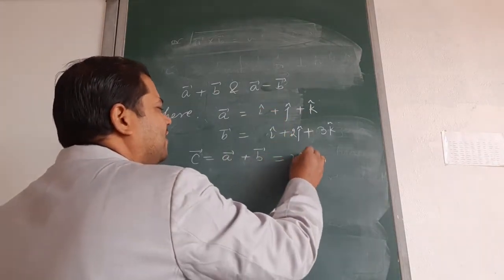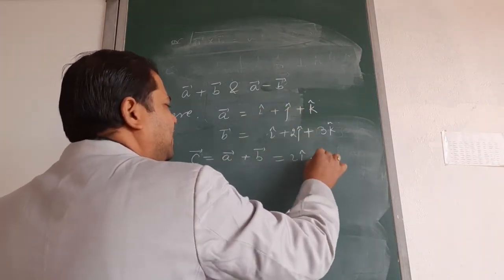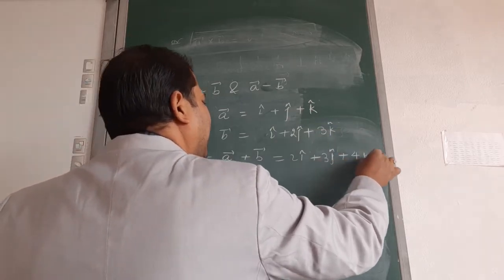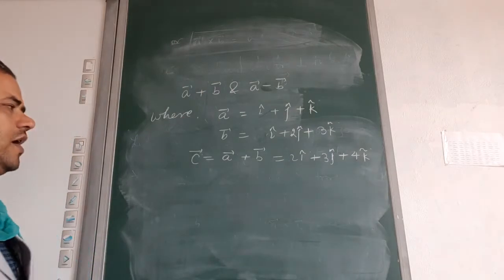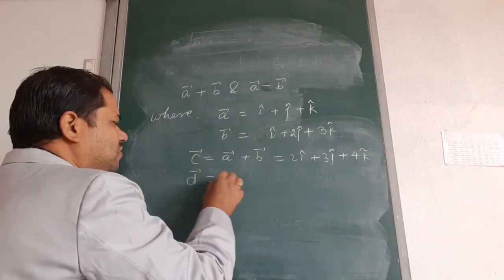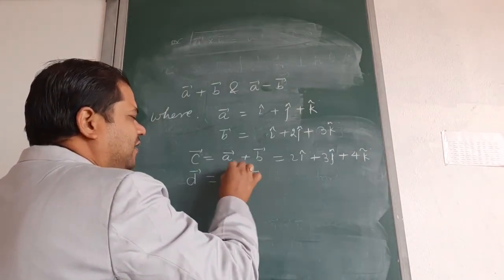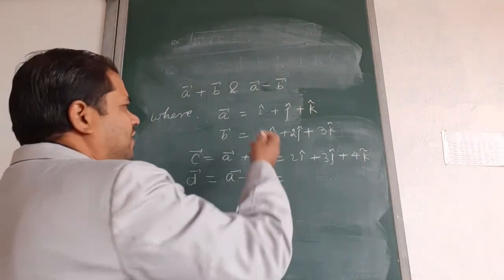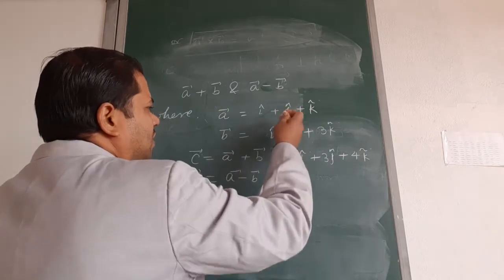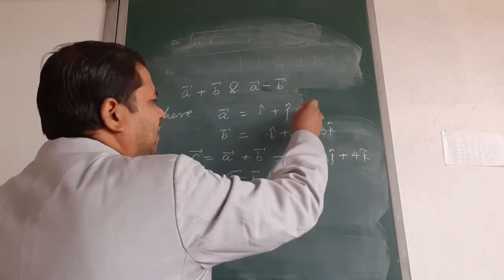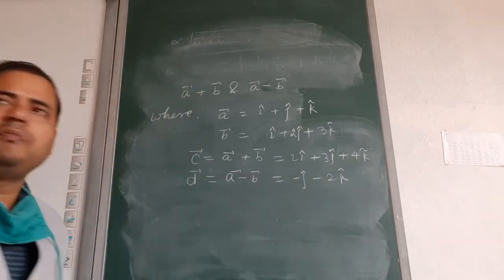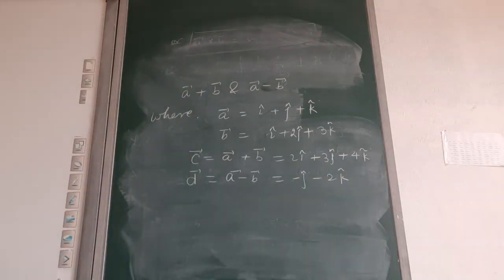I, 2I, J, 3J cap plus 4K cap. Understood? Yes. Okay. D is equal to A minus B. And you know very well what is A minus B. I cap 0, I minus J cap, and K minus 2K cap. Understood? Yes. Minus J cap minus 2K cap.